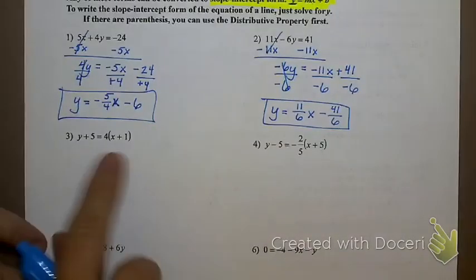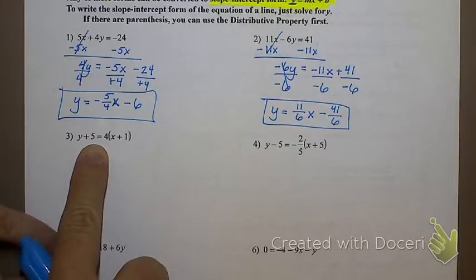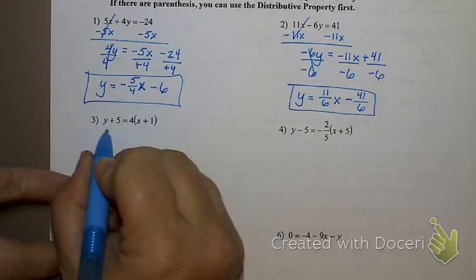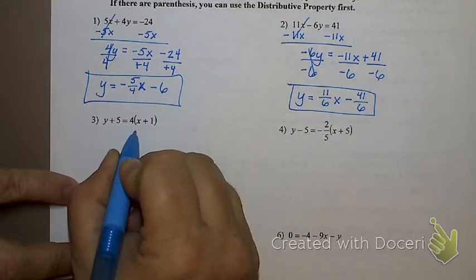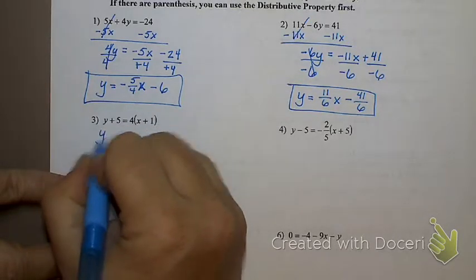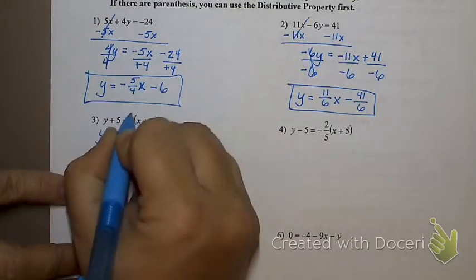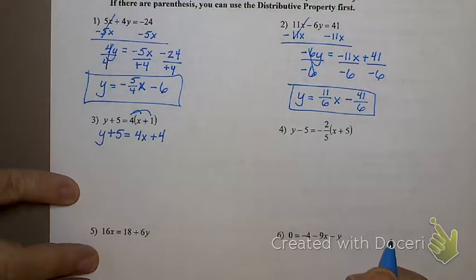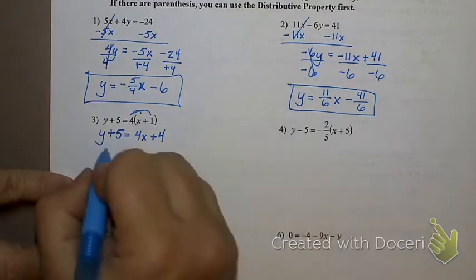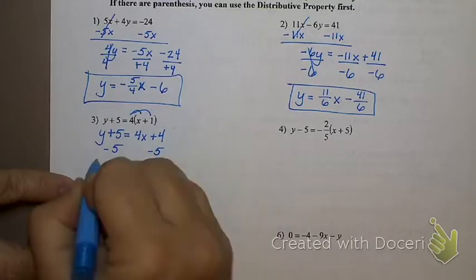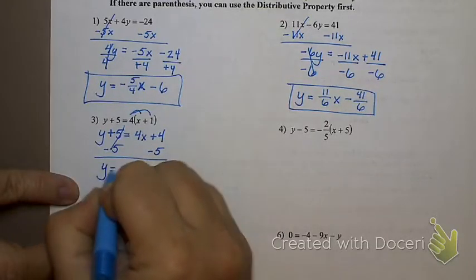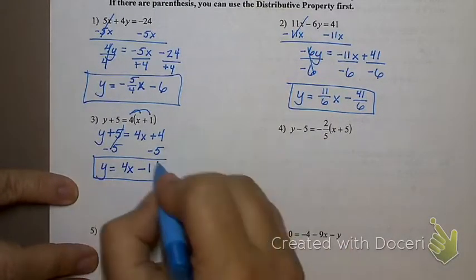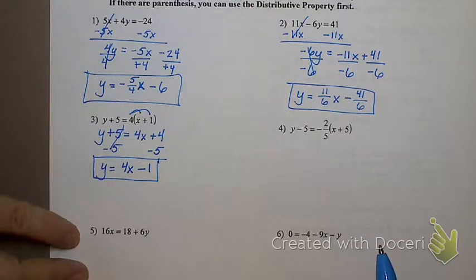Now let's take something in point-slope form and change it to slope-intercept form. How would I do that? Well, here, first thing I'm going to do is get rid of the parentheses. How do I get rid of the parentheses? Distribute. So y plus 5 is equal to 4x plus 4. Almost there. What do I do now? Subtract 5, because again, slope-intercept form has y by itself. So I have y equals 4x minus 1. There's my mx plus b form. Capiche? Now what about this one?